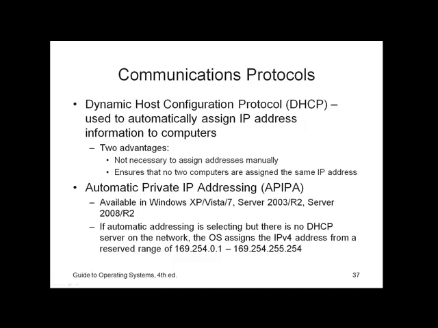Now, automatic private IP addressing, or APIPA, is available in Windows XP, Vista, 7, Server 2003, and beyond. If automatic addressing is selected but there's no DHCP server on the network, the operating system itself will assign an IPv4 address from a reserved range in the 169.254.0.1 to 169.254.255.254.